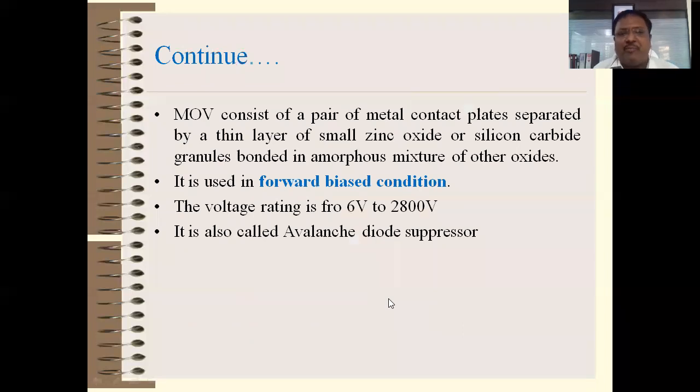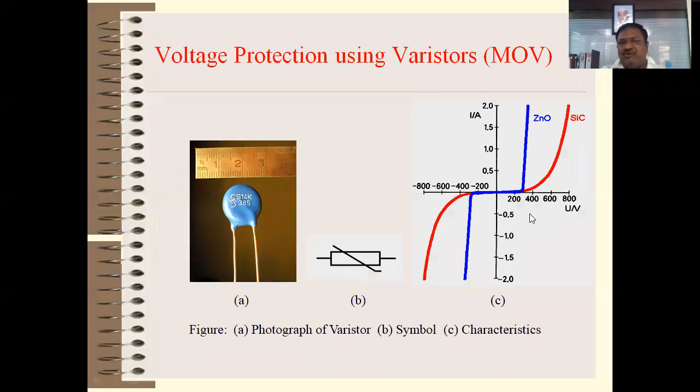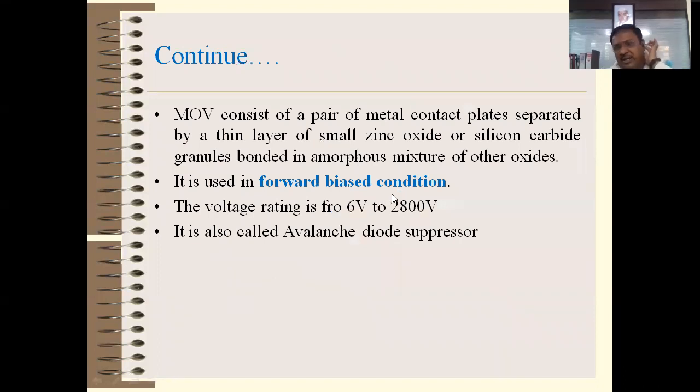MOV consists of a pair of metal contact plates, because it looks like a capacitor. So it is actually like a capacitor, but the symbol looks like a variable resistor, right? So MOV consists of a pair of metal contact plates separated by a thin layer of zinc oxide or silicon carbide. According to that, there will be two different types of voltage handling capacity and characteristics, right? So silicon carbide or zinc oxide, any type of material is used as an insulating material between these two plates. So according to the insulating material, the characteristics of the device may vary. Okay, it is used in a forward bias condition.